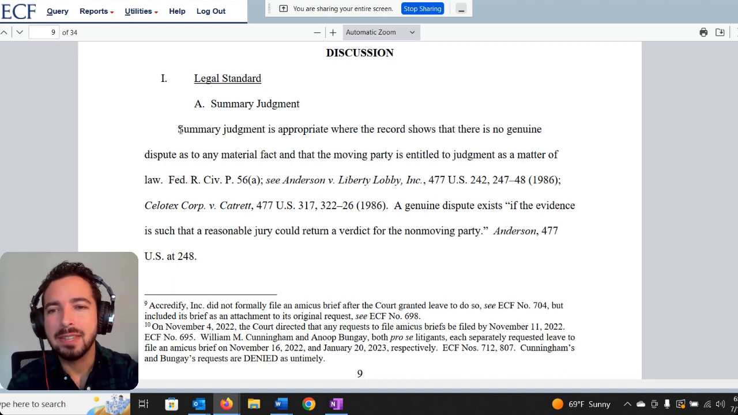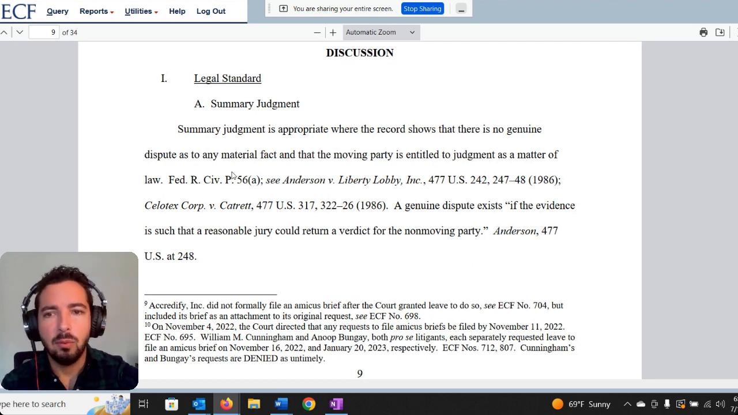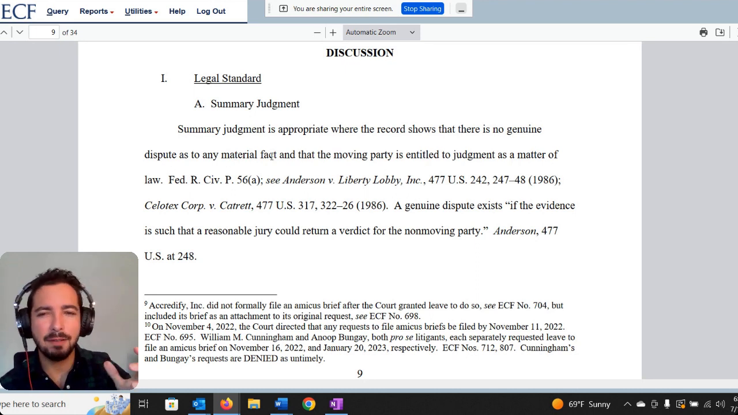Here we go. Summary judgment is appropriate where the record shows that there is no genuine dispute as to any material fact and that the moving party is entitled to judgment as a matter of law. So what that means is if we're going to do this thing called summary judgment, which I talked a little bit about in my first video, there has to be no genuine dispute as to any material fact. That's kind of like the first half of this analysis.